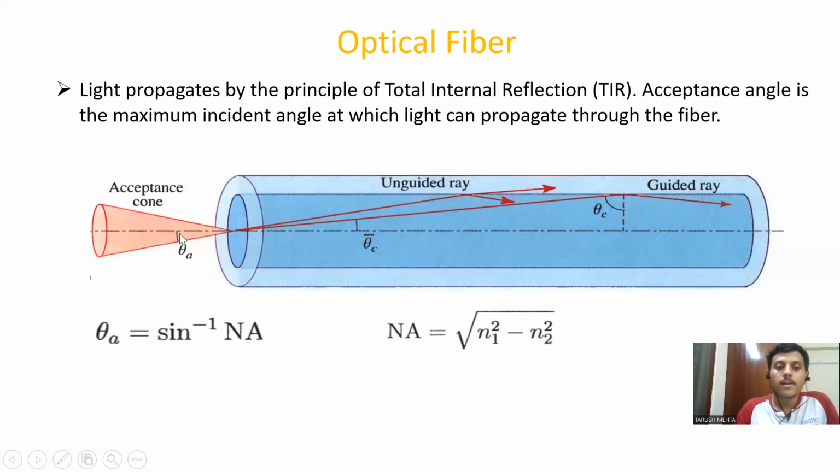So only the light rays that are striking the optical fiber with angles lesser than this acceptance angle can be supported through the optical fiber and can propagate through the optical fiber through total internal reflection.